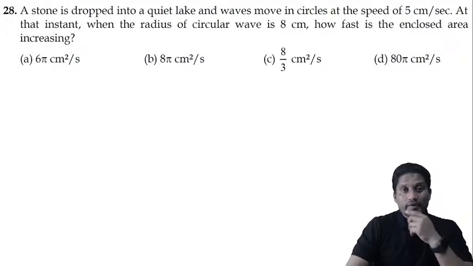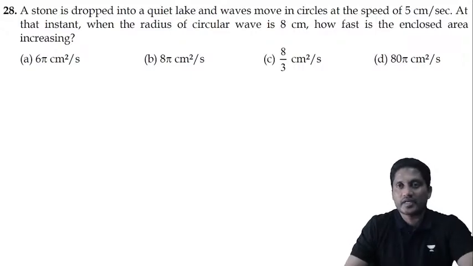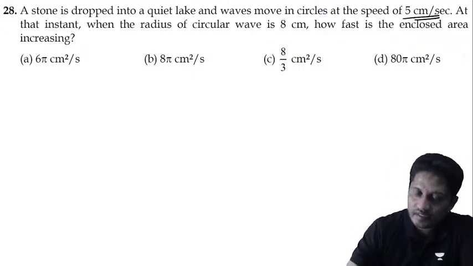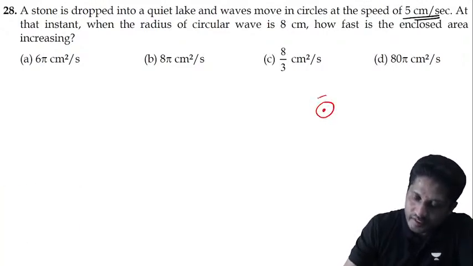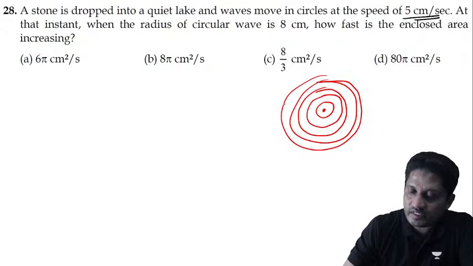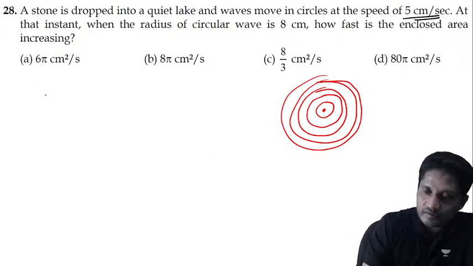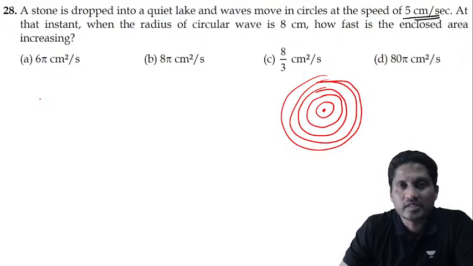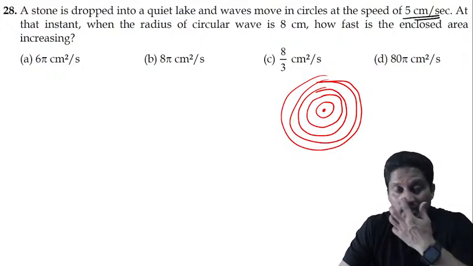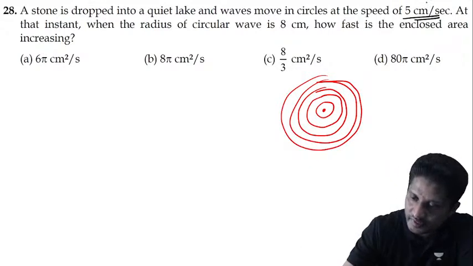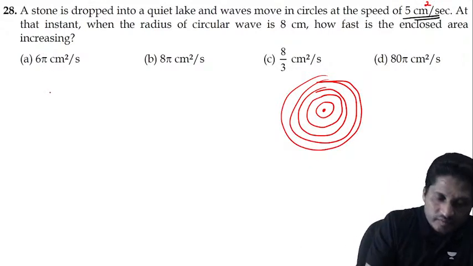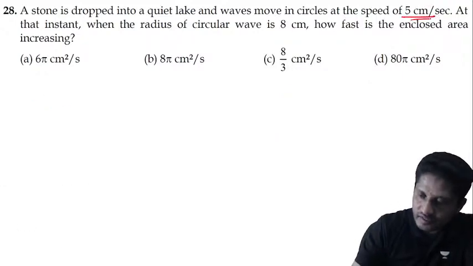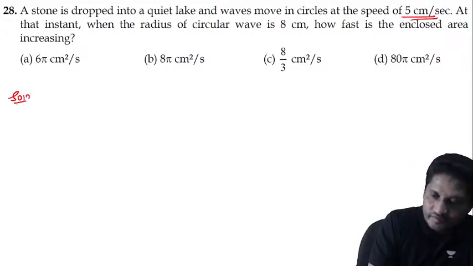A stone is dropped into a quiet lake and waves move in circles at the speed of 5 centimeter per second. It's a rate of change question. A stone is dropped into a quiet lake, so obviously you get ripples, right? When you get ripples, waves move in circles at the speed of 5 centimeter per second. Okay, sorry, the radius is increasing. You're right, centimeter only. So waves move in circles at the speed of 5 centimeter per second.